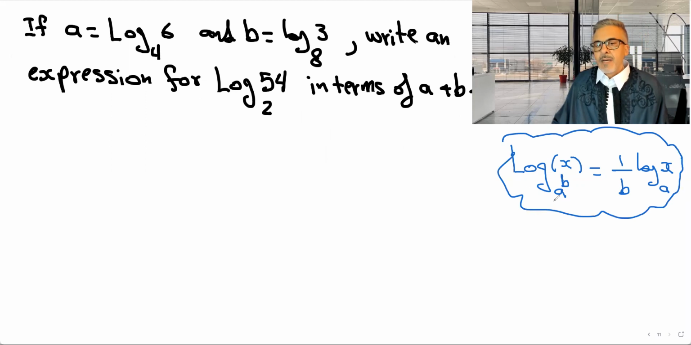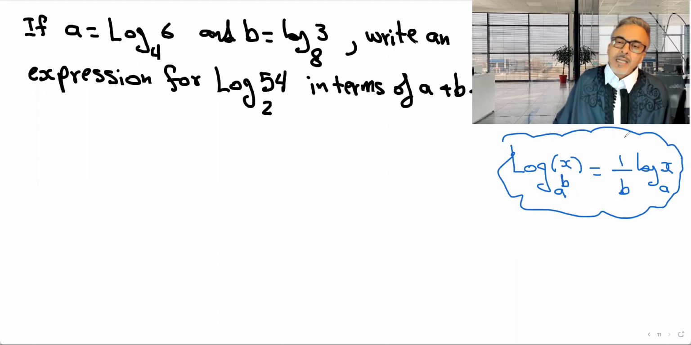If you have log base a to the power of b, so basically the base has an exponent, then that b there, just take it, put it as 1 over b in front of the log and get rid of it, and it becomes 1 over b log base a of x. Why is this beneficial? You need this to solve this question. So we're going to express log base 2 of 54 in terms of a and b.